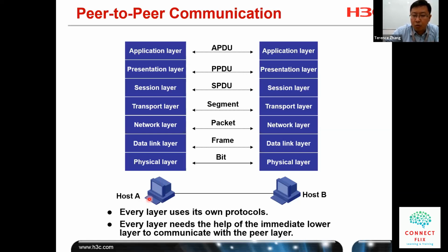2 hosts connected by maybe a cable, Ethernet cable, or any media is okay. So these 2 hosts are connected together, and they need to communicate with each other, right? And in order to finally understand what each other is talking about, they need to go through from layer 7 to layer 1 and back, from layer 1 to layer 7.